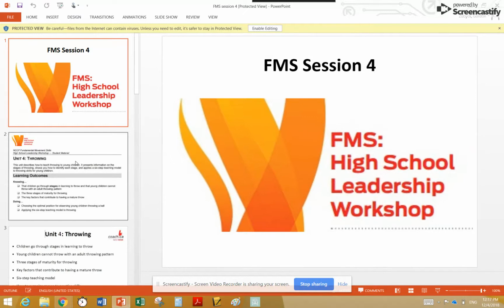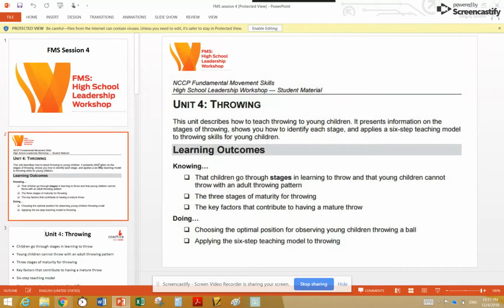So here's the throwing piece. So it talks about the outcomes again, so what you need to know. So it's going through the stages in learning. So I mentioned those earlier. There's like a stage 1, stage 2, stage 3. And so we're going to take a look at those right now. And these are the stages of maturity for throwing. And then there's different factors that contribute to having a mature throw.